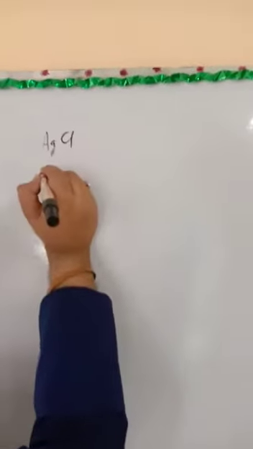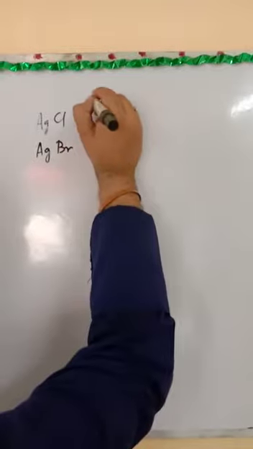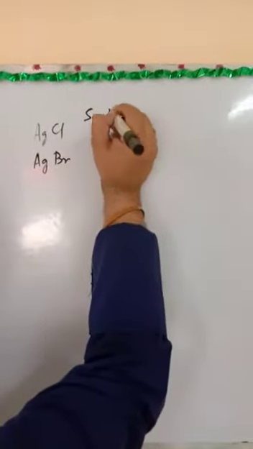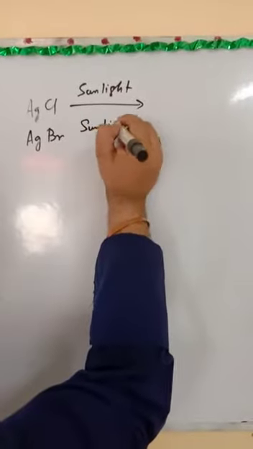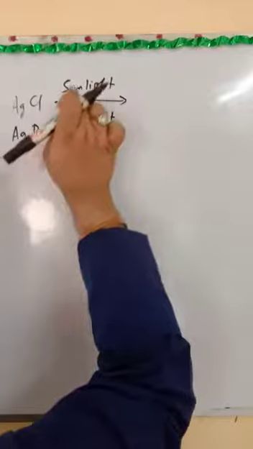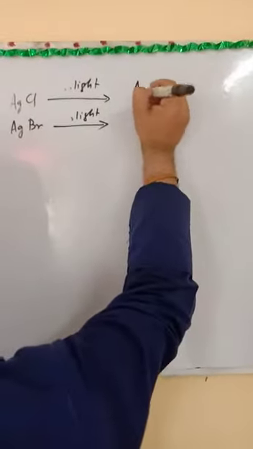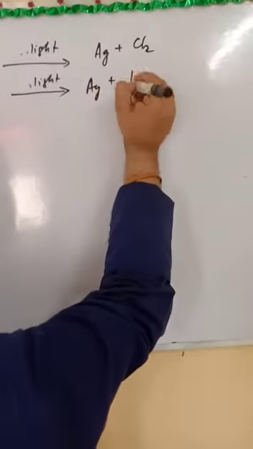In the reel, they used to have either silver chloride or silver bromide. In presence of sunlight or any sort of light, removing the word sun, because any light can do this job, you get Ag plus Cl2, Ag plus Br2.